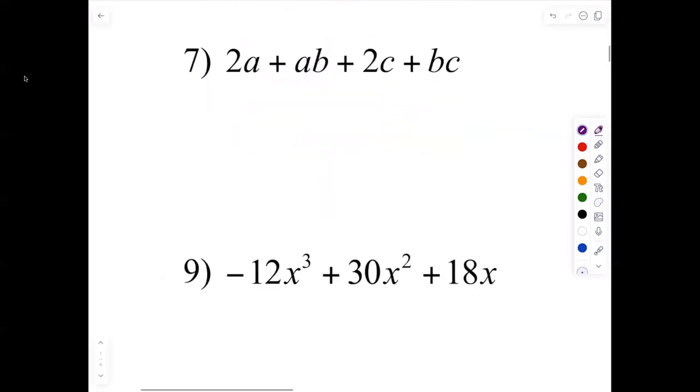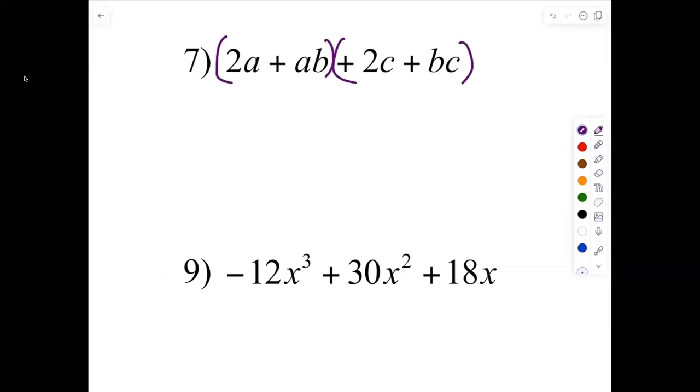Now, number 7. How many terms are there? 4. So we're going to factor by grouping. For those of you who took a vacation yesterday, it might be a good idea to listen to factoring by grouping. I can tell. Here we go. Factoring by grouping.